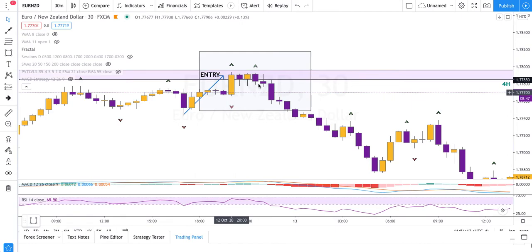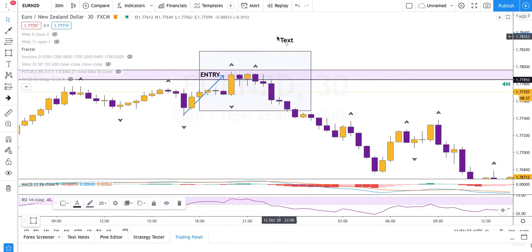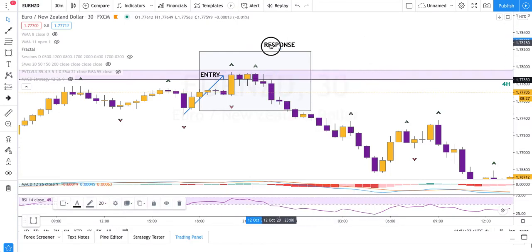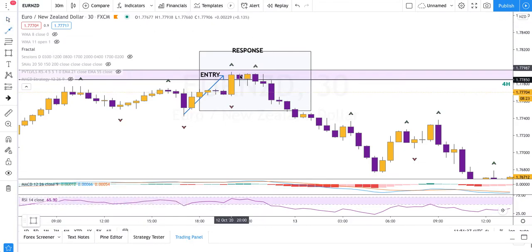The next thing we're waiting for is the response after the first candle entered the zone. So let's type in response. That is what you're always going to do. You're going to wait for price to enter the zone, then you're going to wait for the response of what price is going to do after it enters the zone. So this is the response, and I will highlight that for you.